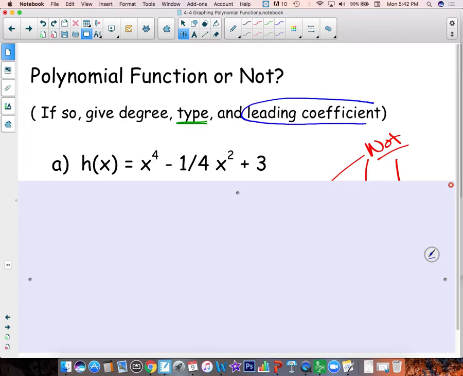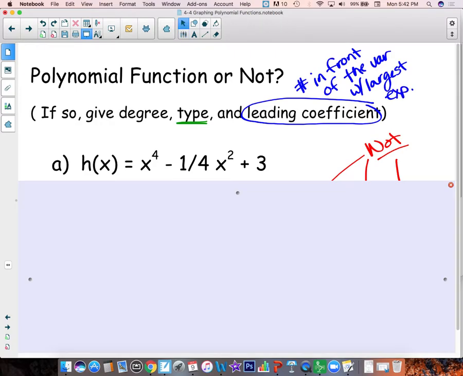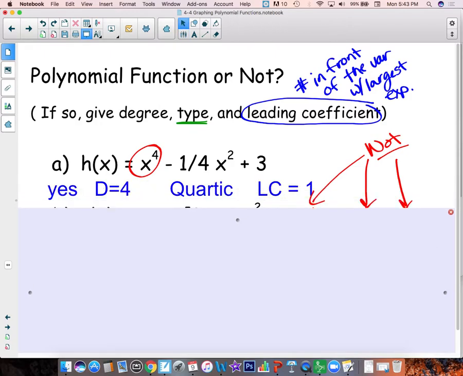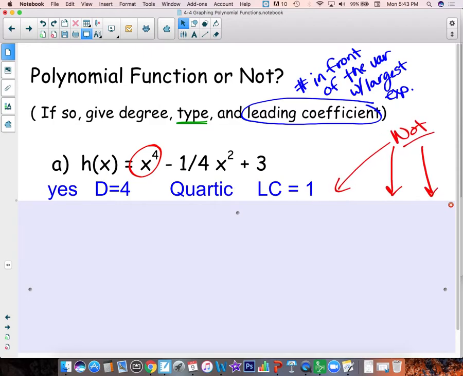The leading coefficient is the number in front of the variable with the largest exponent. That's your leading coefficient. So if we're looking here, the variable with the largest exponent right there, what's the number in front? That would be a 1. So yes, degree 4, quartic, and the leading coefficient is 1.